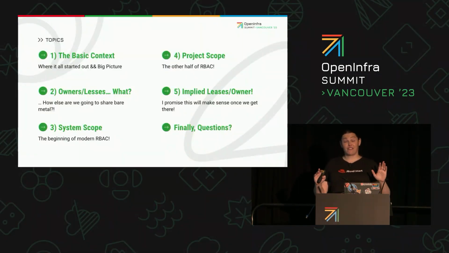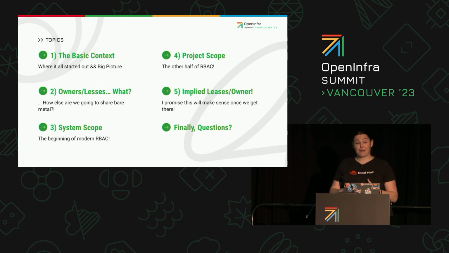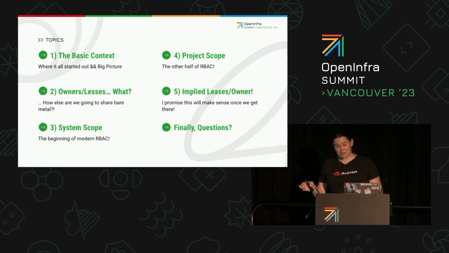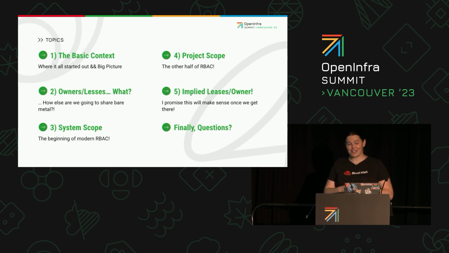So I'll cover a couple different topics today. The first topic is the basic context, where it all started in the big picture. The next topic will then be owners and lessees. And you're probably going, what are you talking about? And we'll get there. Then we'll talk about system scope, then project scope. And then we'll go back to owners and lessees, and your eyes will be opened. At least I hope so. And then you'll have time for questions.